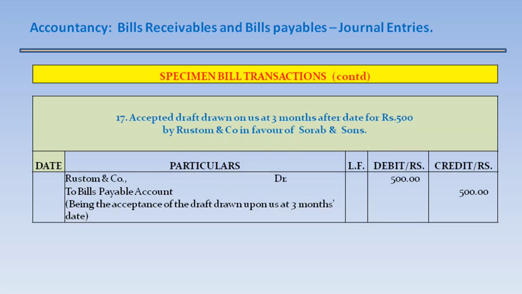17. Accepted a draft drawn on us at 3 months after date for Rs 500 from Rustum and Company in favor of Sora and Sons. Rustum and Company debit 500, to bills payable 500, being the acceptance of the draft drawn upon us at 3 months date.